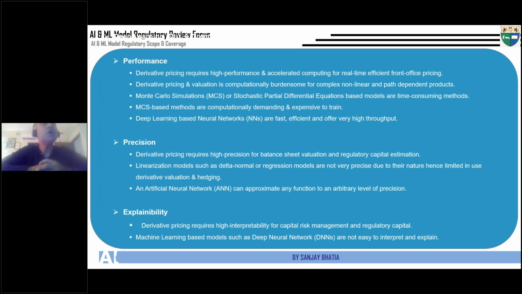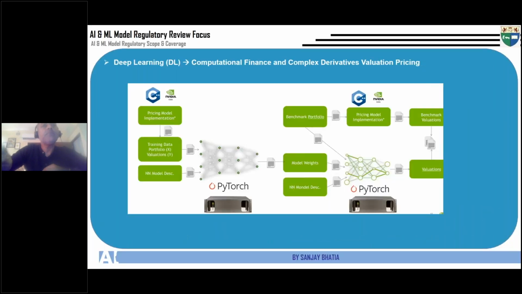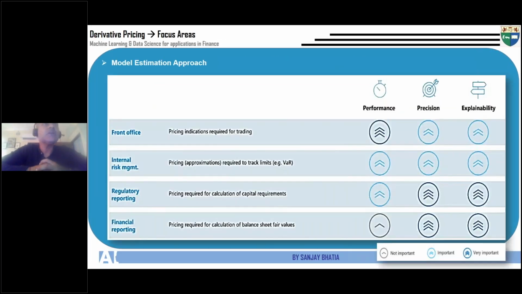Now when it comes to some of the focus areas, maybe derivative pricing, you could see that there are multiple applications of derivative pricing and valuation, right? In the front office, the traders, especially the derivative desk, use price indicators which are produced or generated by these trading algorithms or pricing algorithms or valuation algorithms.